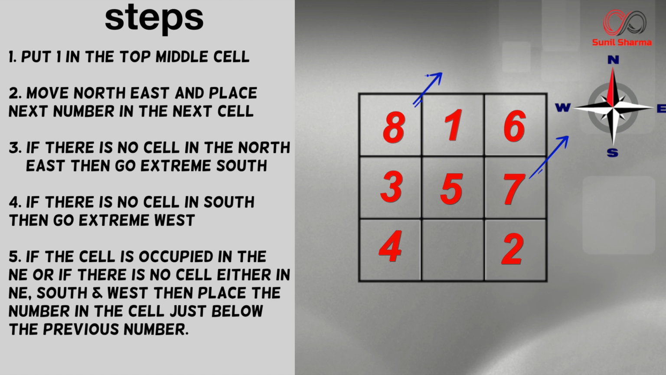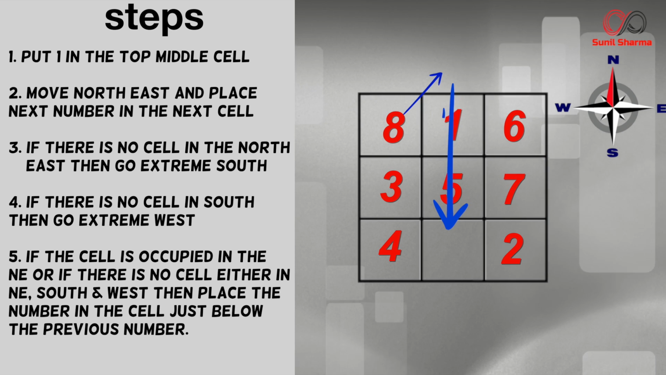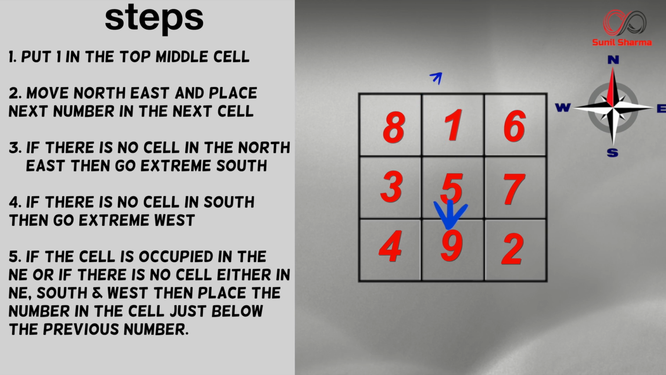Moving northeast, you will see that there is no cell. So as per rule number 2, we need to move extreme south and place 9 over there. And that's how we finished putting all the numbers from 1 to 9 in this cell.